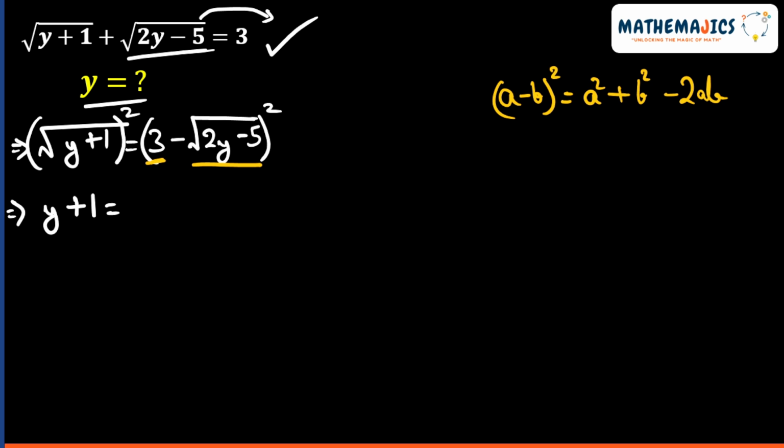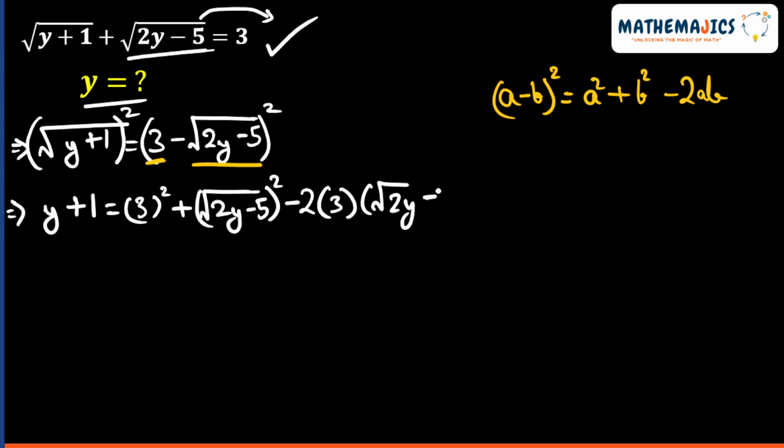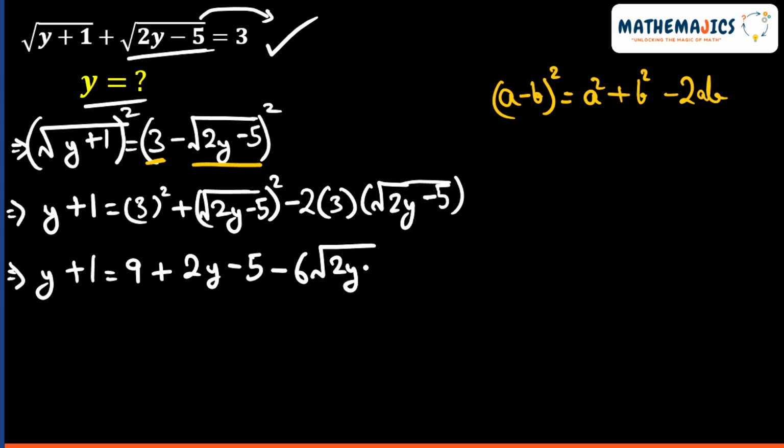Now we will be applying this identity: 3 square plus under root 2y minus 5 whole square minus 2ab. a is 3 and b is under root 2y minus 5. Yes. So once we have applied this identity, we will be simplifying it in the next step. y plus 1 is equals to 9. Now we will remove square root from this second term. We will get 2y minus 5. Last term will be minus 6 under root 2y minus 5.